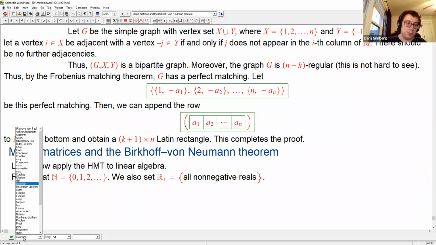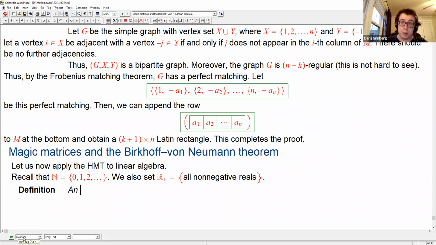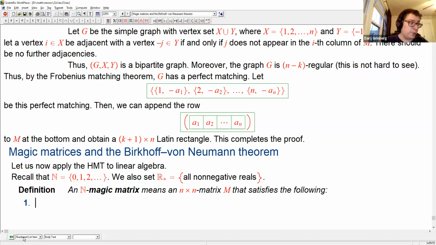Okay, and what is a magic matrix now? Well, there are two kinds. An N-magic matrix means an n by n matrix M that satisfies the following conditions. First, all entries of M are non-negative integers. This is why it is N.